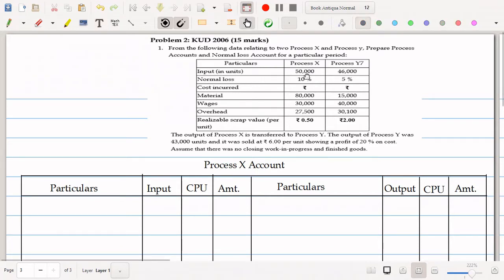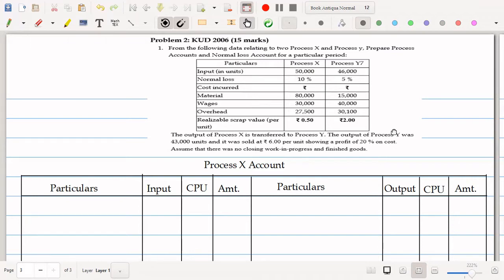So input: 50,000 and 46,000 units. Normal loss is 10% and 5%, and costs incurred are given in rupees: material, wages, overheads, and also scrap value is given. The output of process X is transferred to process Y. The output of process Y was 43,000 units and it was sold at rupees 6 per unit, showing a profit of 20% on cost. Assume that there were no closing work in progress and finished goods. So this is the problem.